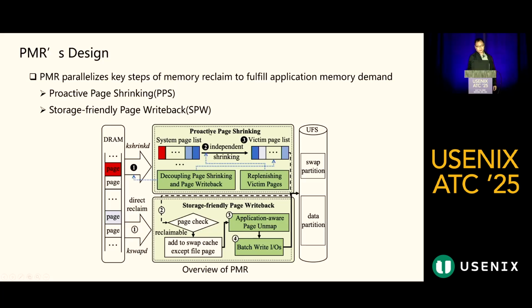We first decouple the page shrinking step and the page writeback step by adding a separate daemon, and then we write back the unmapped pages by direct reclaim or kswapd.